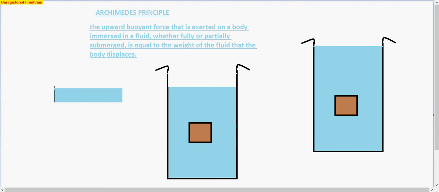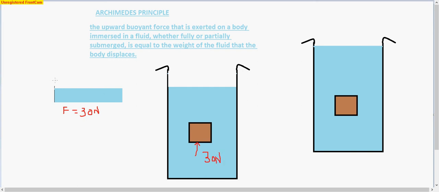Okay. Now assume that when we calculate the force of this water, that is mass into gravitational constant, it comes as 30 Newton. Just assume that it comes as 30 Newton. So when we calculate the upward buoyant force experienced by this wooden piece, it will be equal to this 30 Newton. That is what Archimedes meant.